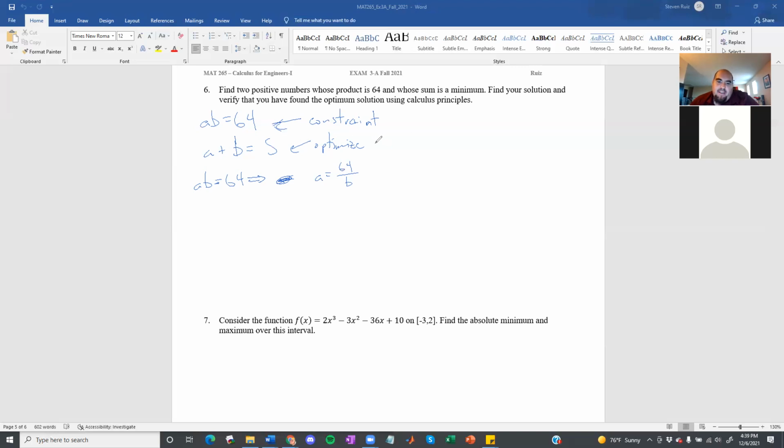Right. And it's the thing I want to optimize, so I'm eventually going to have to differentiate. I want to differentiate this sum equation. But before I can do that, I need to express it in terms of a single variable, which now we can do. So now I have S equals 64 over B plus B.